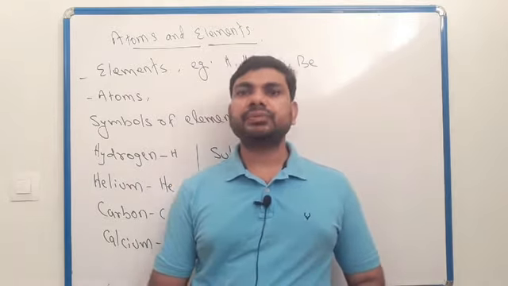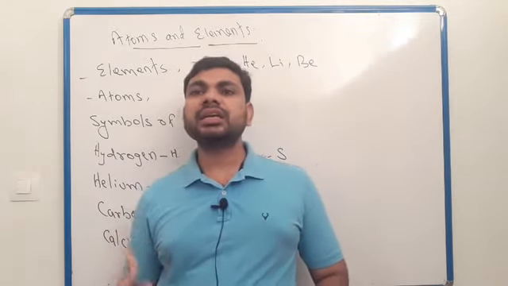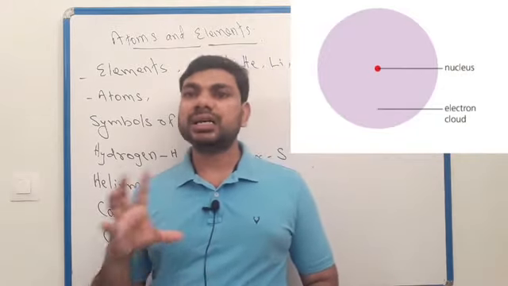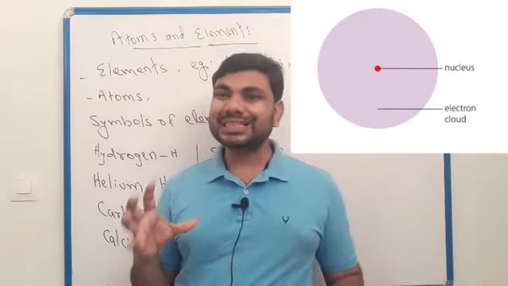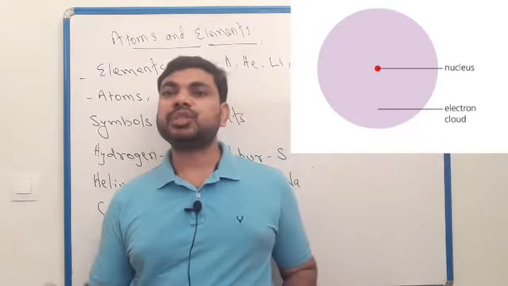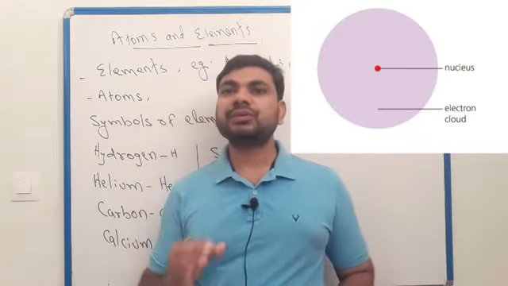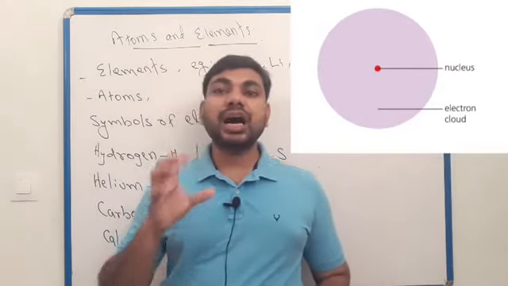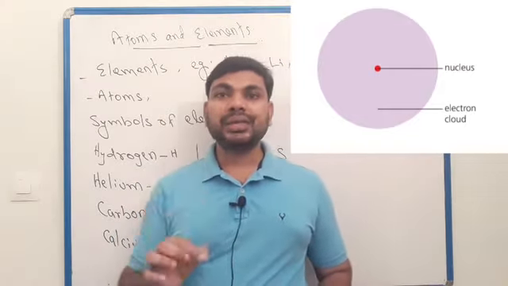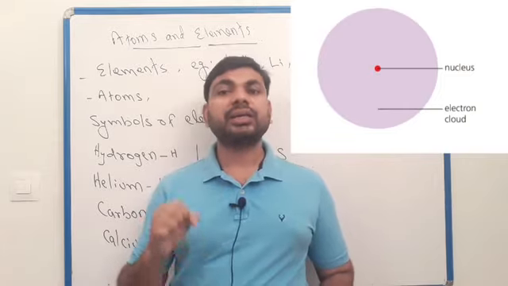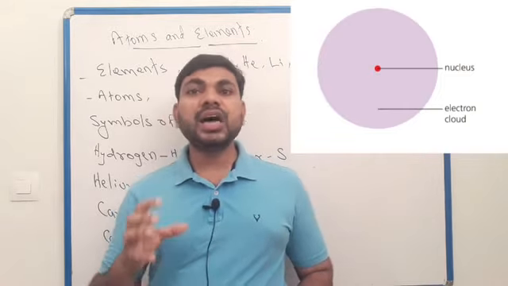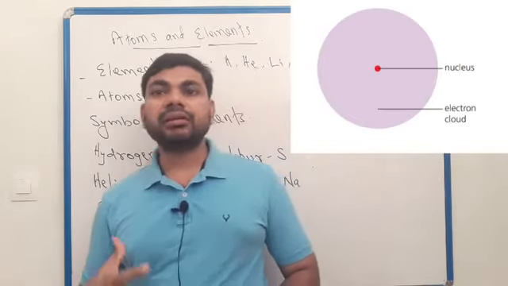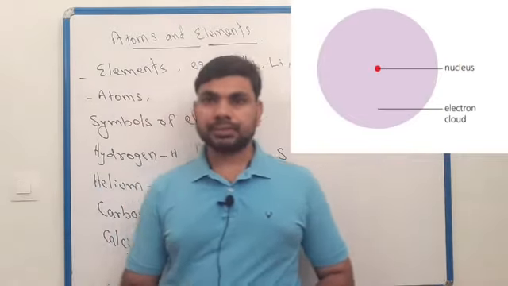You can see this figure. Atoms are considered like a hard sphere. Most of the space of an atom is empty. In the middle of the atom there is a very small hard center. This hard center is called the nucleus. So this is the representation of atoms.